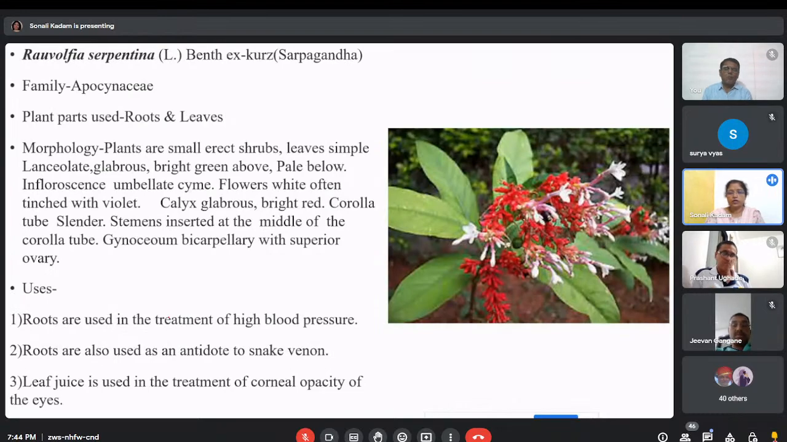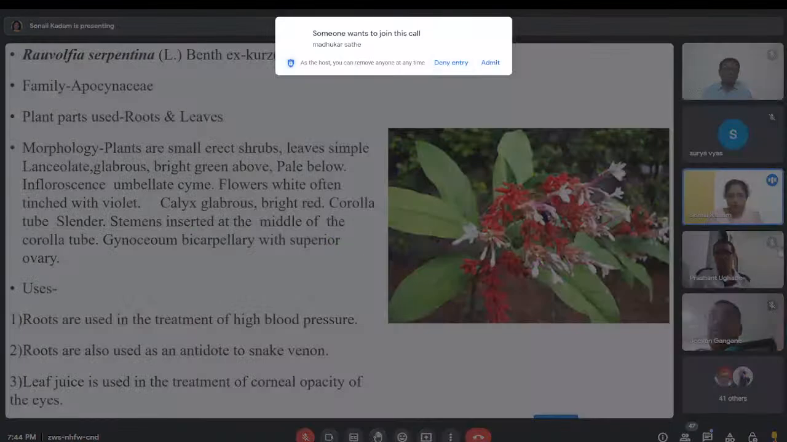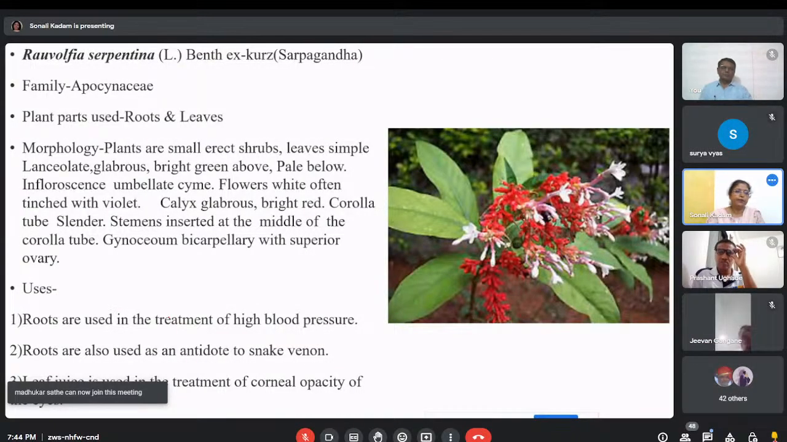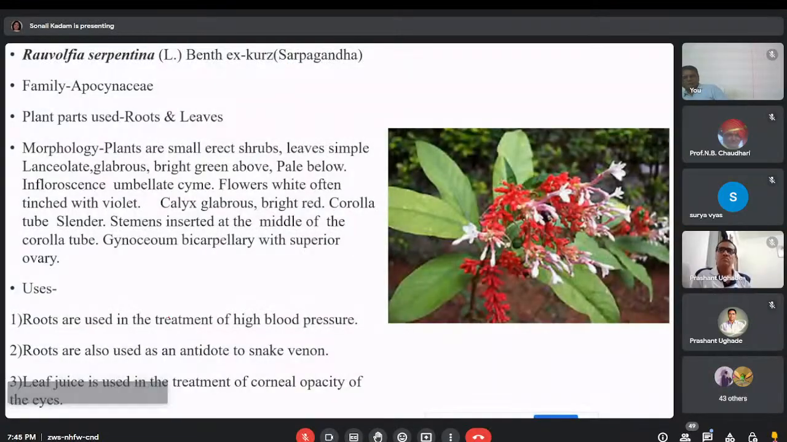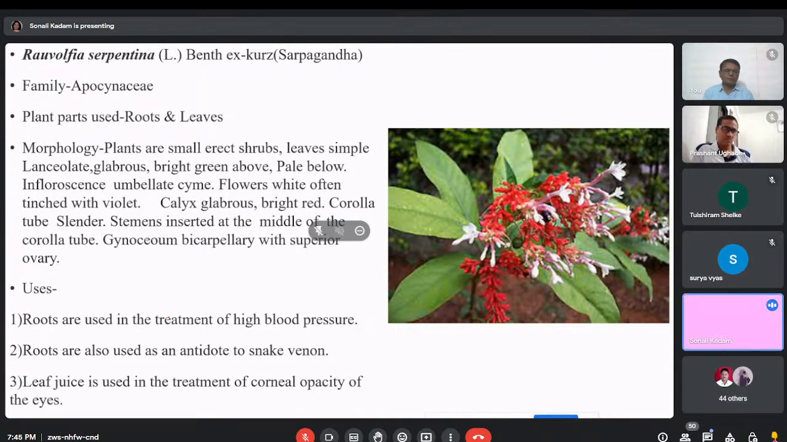Then Sarpagandha. Okay, Sarpagandha, this is a very small and tiny plant, and we get it in the wild only. We don't actually plant it nearby, but it has very nice properties. The roots are used for high blood pressure, and it is also a good remedy for snake bite. The leaf juice is used for the treatment of corneal opacity of the eyes. If you are having any eye problem, then use this.